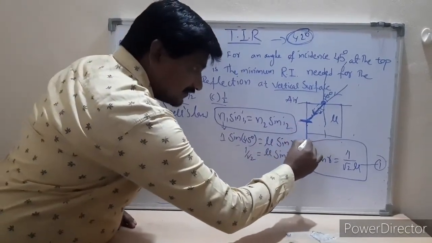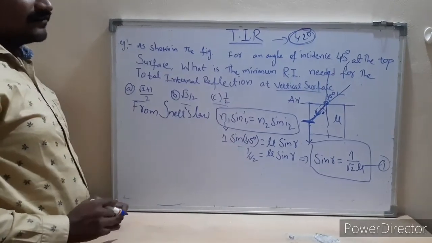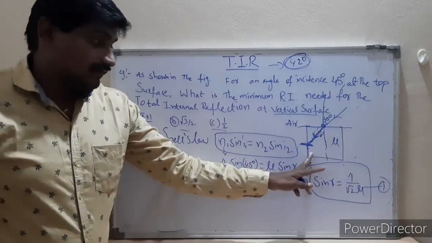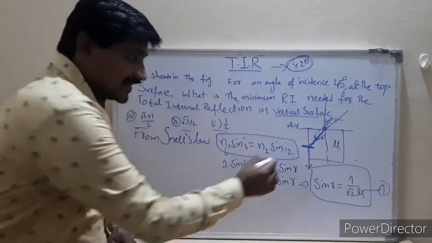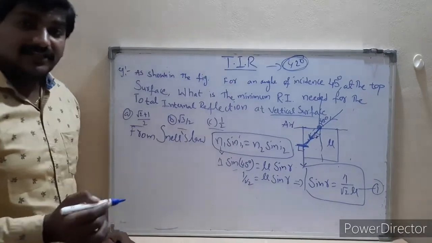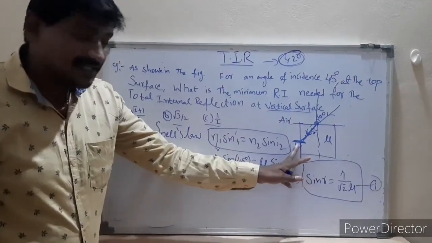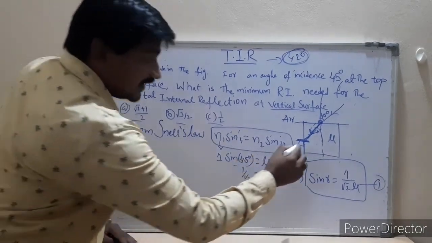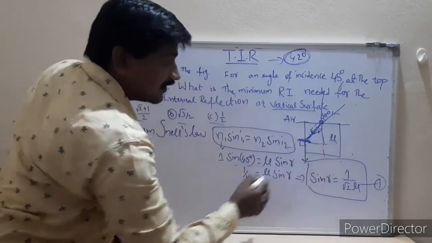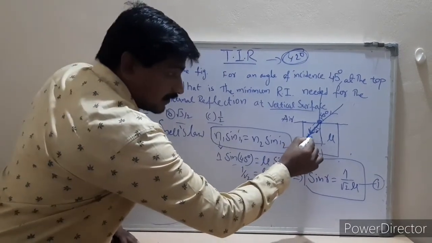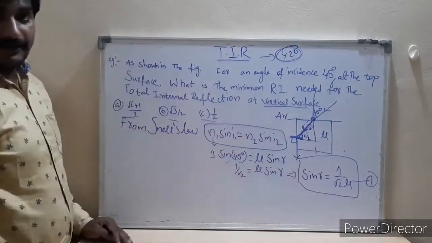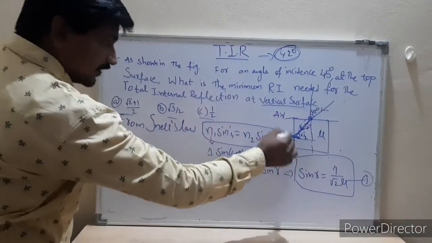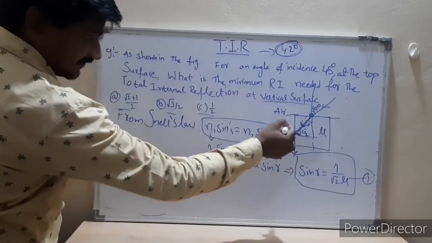What is a critical angle? The critical angle definition is nothing but, when a light ray passes from denser to rarer medium, if the refracted light ray makes a 90 degrees angle, then the corresponding incident angle is called the critical angle.